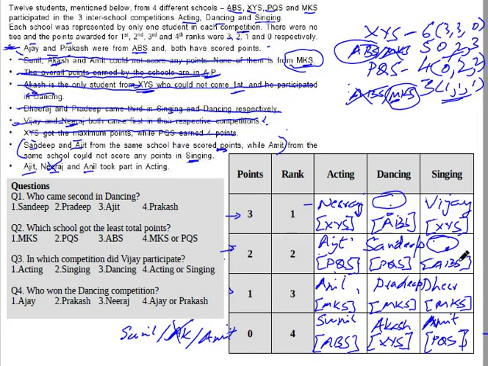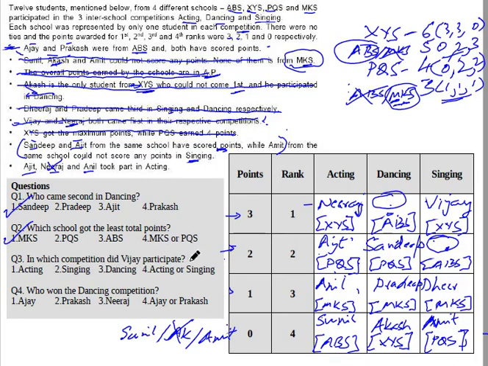Okay, so everything else is done, so we can answer the question. Who came second in dancing? Second in dancing is Sandeep, right? Option 1. Which school got the least total points? Least total points is MKS, option 1.